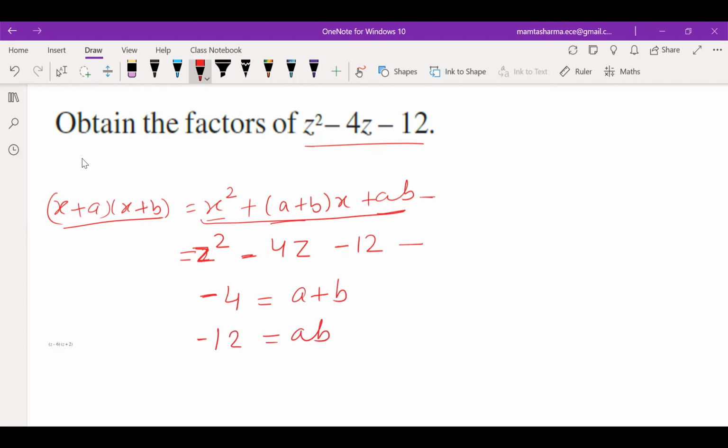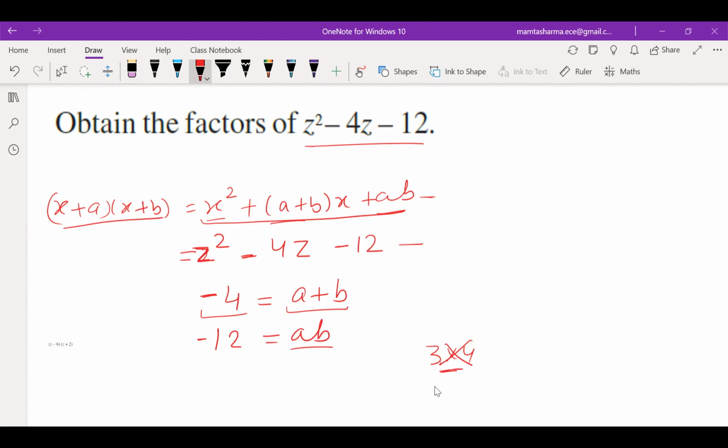Now think of the numbers a and b. What could be the two numbers a and b so that their sum will be minus 4 and their multiplication will be minus 12? If I say 3 into 4, their multiplication is 12 only, but their addition will not be minus 4. So this will not fit in the equation.